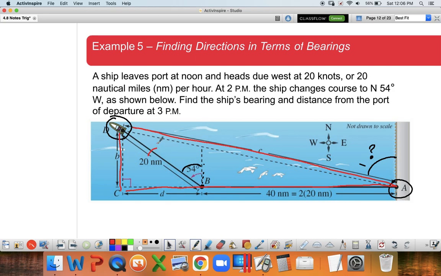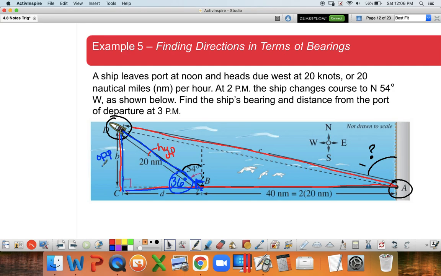I know that the hypotenuse for this smaller triangle in here is 20. And I need to figure out what this angle amount here is. This whole thing is going to be 90 degrees. So if this is 54 degrees, then this smaller angle here is 36 degrees. So let's go ahead and figure out both the B and the D values. First, we'll start with the B value.